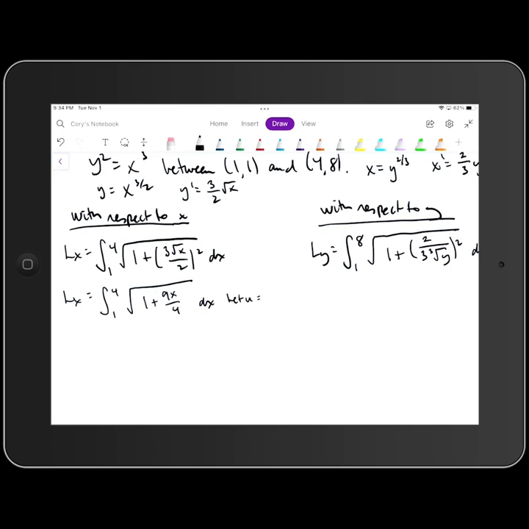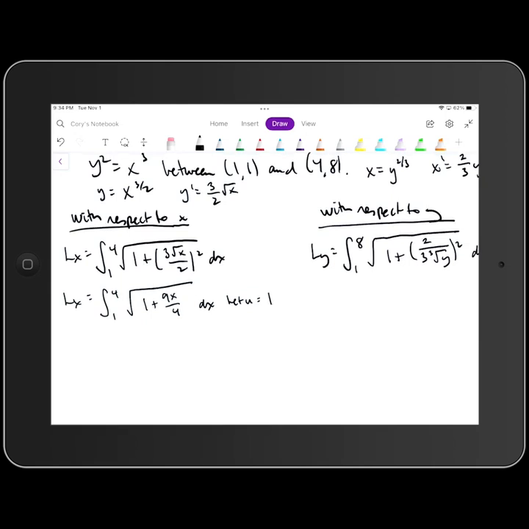So we're going to let u equal the inner function in the composition, 1 plus 9x over 4. When we differentiate, we get du equal to 9 over 4 dx, which makes dx equal to 4 over 9 du. Okay, so when I rewrite this arc length formula, I'm going to write my limits of integration and my function in terms of u and du only.